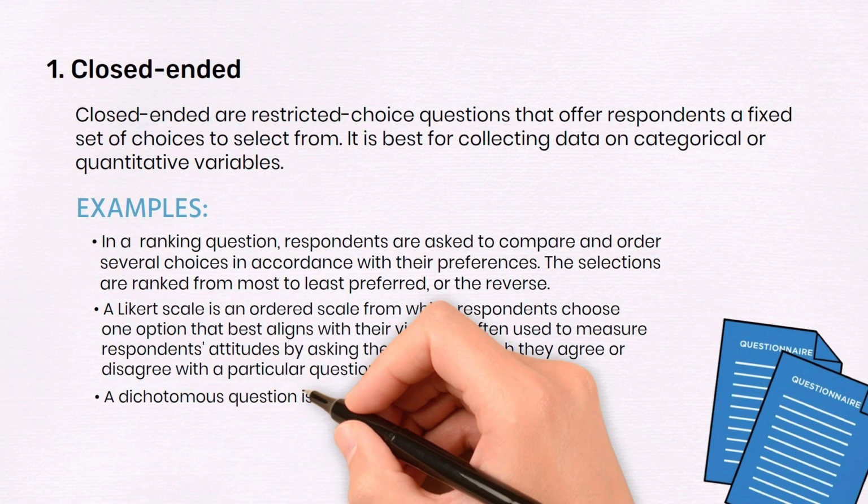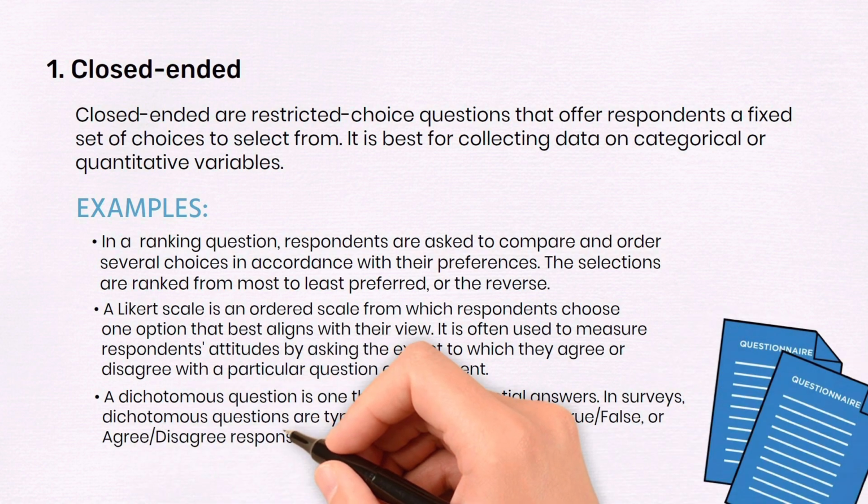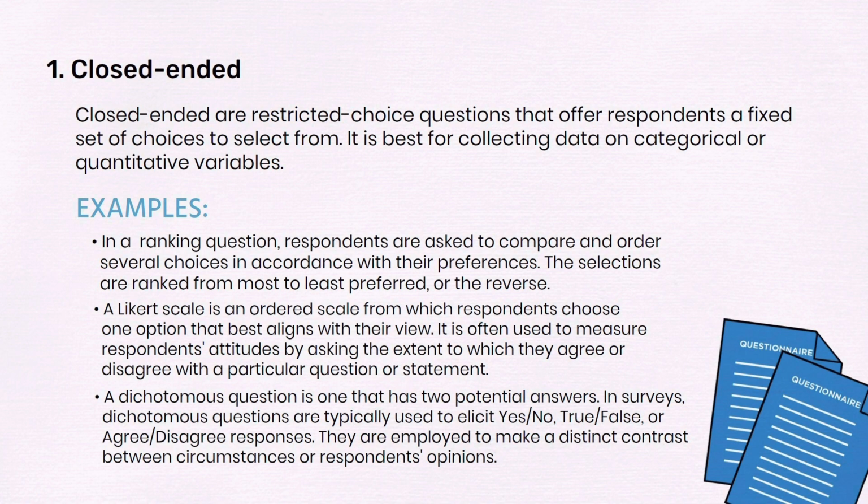Last, a dichotomous question is one that has two potential answers. In surveys, dichotomous questions are typically used to elicit yes or no, true or false, or agree or disagree responses. They are employed to make a distinct contrast between circumstances or respondents' opinion.